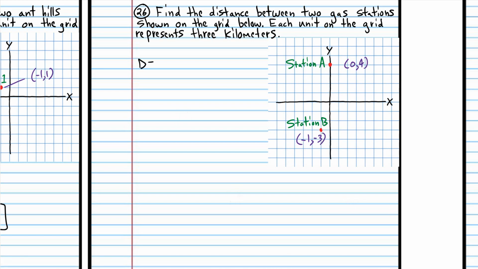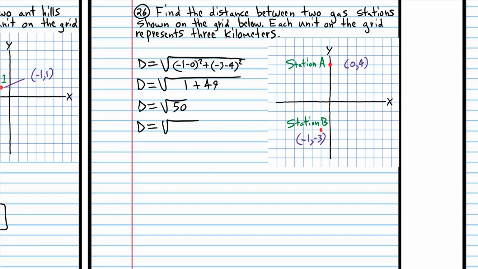Using the distance formula, we have -1 minus 0 squared and -3 minus 4 squared, and we have 1 plus 49, and that's root 50. Now we have to pull out a perfect square because 50 is 25 times 2. 25 is a perfect square. That's the first time that we've had a perfect square other than 4.